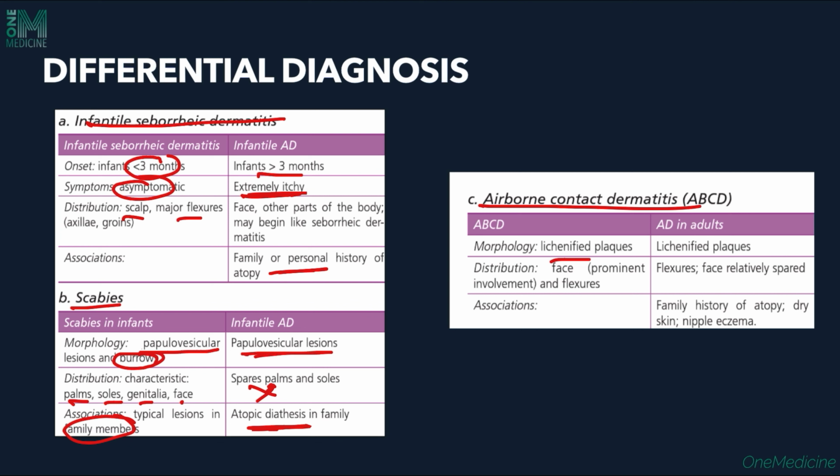In airborne contact dermatitis, lichenified plaques will be present, mostly on the face and flexures. Here in atopic dermatitis, lichenified plaques again, the face is relatively spared and the flexures are involved, okay? And family history along with nipple eczema can be present.